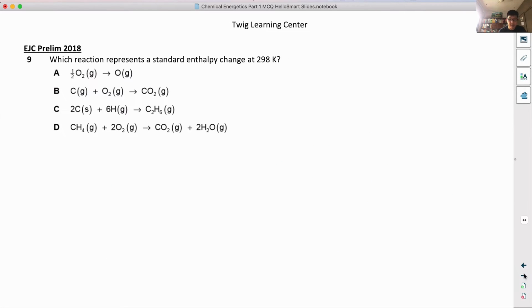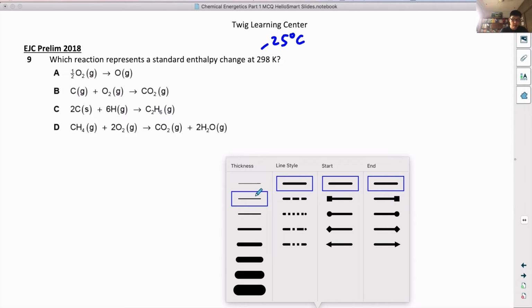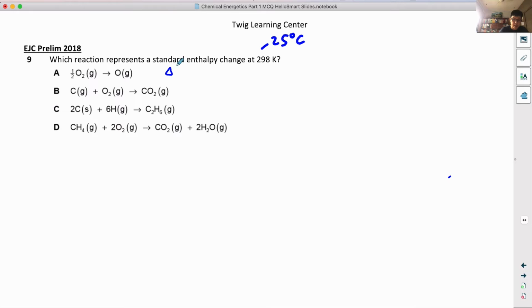Which reaction represents a standard enthalpy change at 298? 298 is actually 25 degrees Celsius. What do we mean by standard? It means based on all the formulas or definitions that you've learned, which one will make sense? The first one is known as atomization of oxygen, and under standard condition, this is a gas, which is actually true.